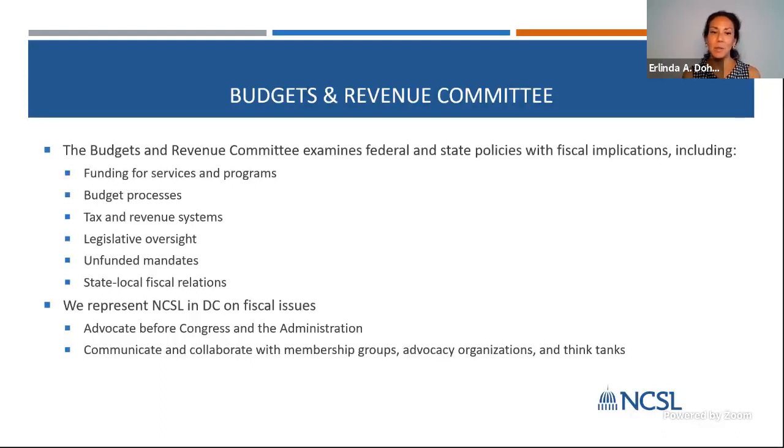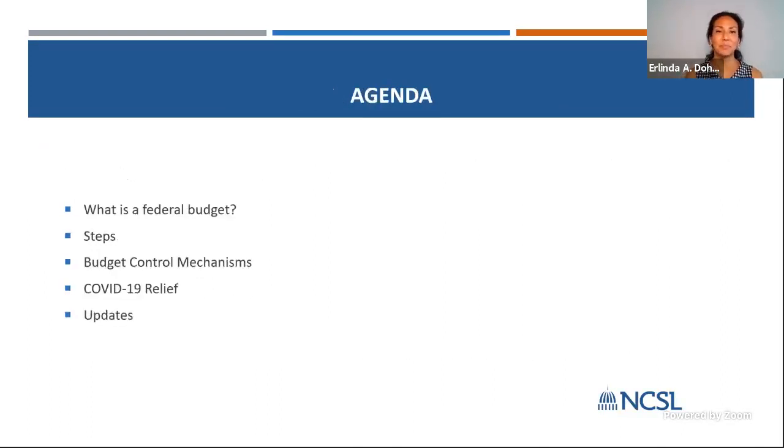We represent the 50 states in DC on these fiscal issues, advocating before Congress and the administration for those items of interest to you, as well as communicating and collaborating with other like-minded organizations, advocacy organizations, and think tanks. As we start, here is a breakdown of how we're going to structure this presentation: starting with what a federal budget is, the steps of the budget, and what budget control mechanisms exist, and finally wrapping up with the COVID-19 relief efforts that have been happening since this pandemic began almost a year ago, and then an update on where we are with the latest round of federal relief that's being worked on in Congress right now.